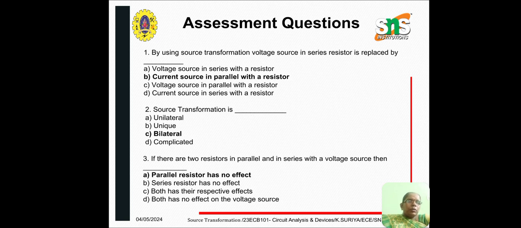So by using source transformation, a voltage source in series with a resistor is replaced by, the answer is, a current source in parallel with the resistor. Second one, source transformation is, the options are unilateral, unique, bilateral and complicated. Source transformation is a bilateral method. If there are two resistors in parallel and in series with a voltage source, then the parallel resistors have no effect.